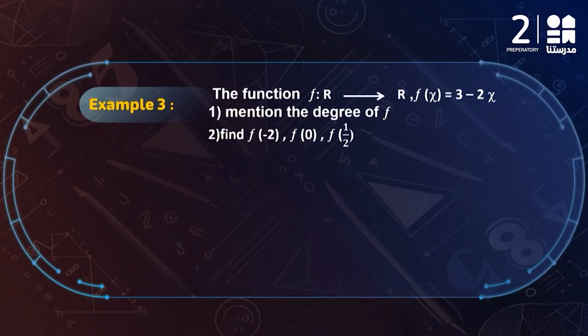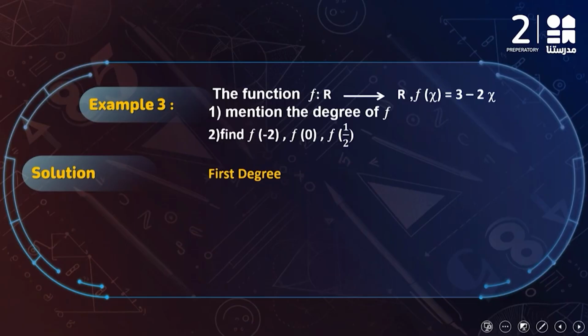Now with another example, the function f is a function from R to R. That means the domain is the set of real numbers and the codomain is the set of real numbers. The rule of the function is f of x equals 3 minus 2x. Mention the degree of the function. Excellent, it is of the first degree. Then find f of negative 2, f of 0, f of half. So you replace x by negative 2 the first time, then replace x by 0, then replace x by half, and get the value of each one of them.